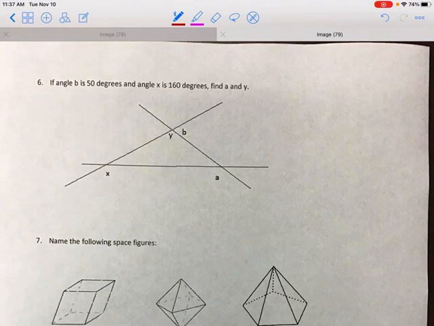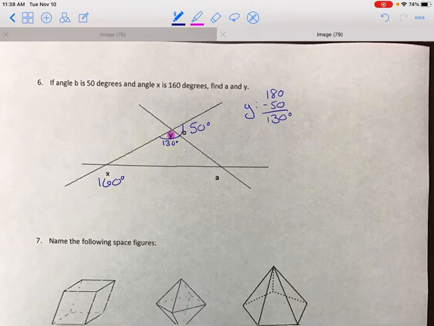Here we have 3 intersecting lines. So we can see we get kind of a triangle in the middle, and we are given that angle B is 50 and that angle X is 160. So it looks like the easiest one to find will be Y. If I take this angle at Y and this angle at B, I can see that they make 180 degrees. So to get Y, I'll do 180 minus 50, and that will be 130.